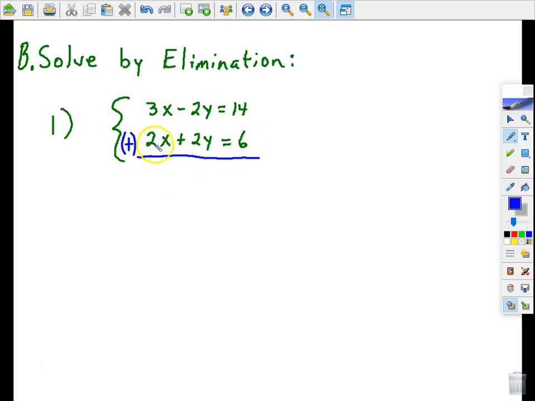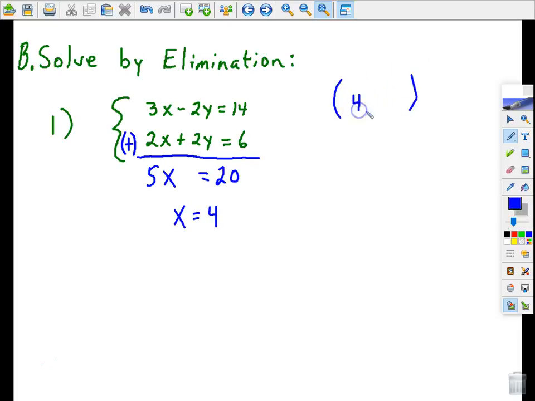Okay, so 3x plus 2x, of course, is 5x. 3x plus 2x is 5x. Negative 2 plus 2, of course, is 0. And then on the right side of the equation, I have 14 plus 6, which is 20. So it's going to be pretty simple to solve for x. 20 divided by 5, which is 4.